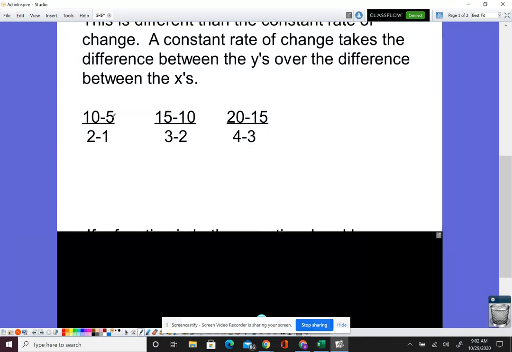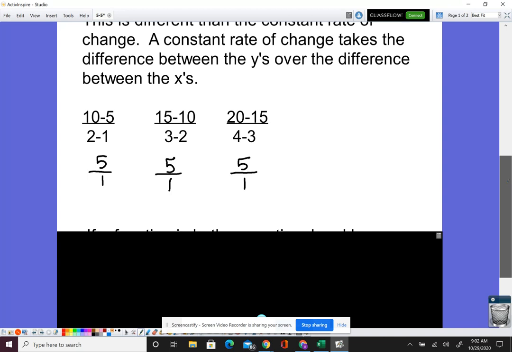So 10 minus 5 becomes 5. 2 minus 1 becomes 1. 15 minus 10 is 5. 3 minus 2 is 1. And 20 minus 15 is 5. 4 minus 3 is 1. So we do have a constant rate of change between the points.